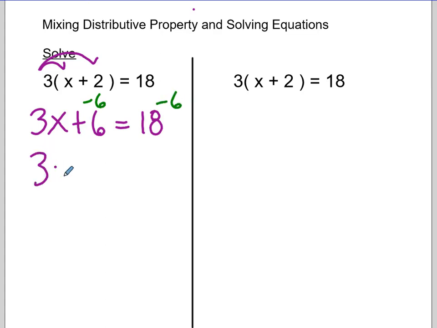And that leaves me with 3x equals 12. Then I'm going to go after that multiplication of 3. So I'm going to divide both sides by 3.